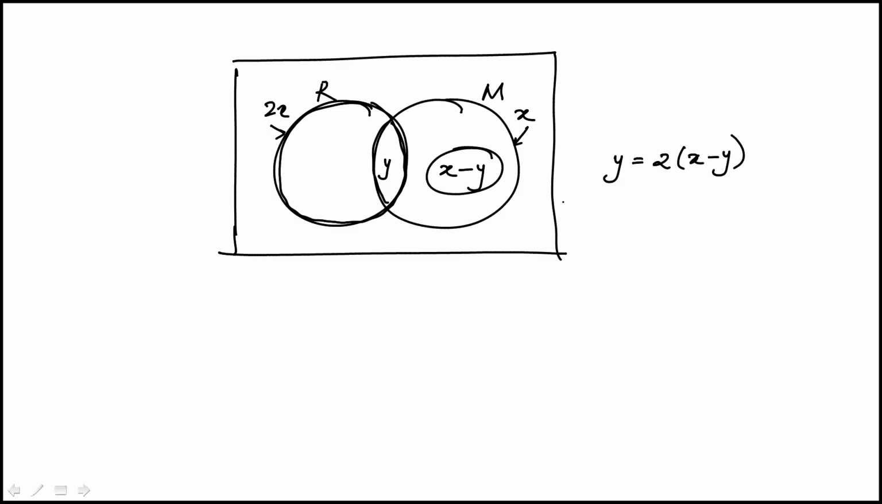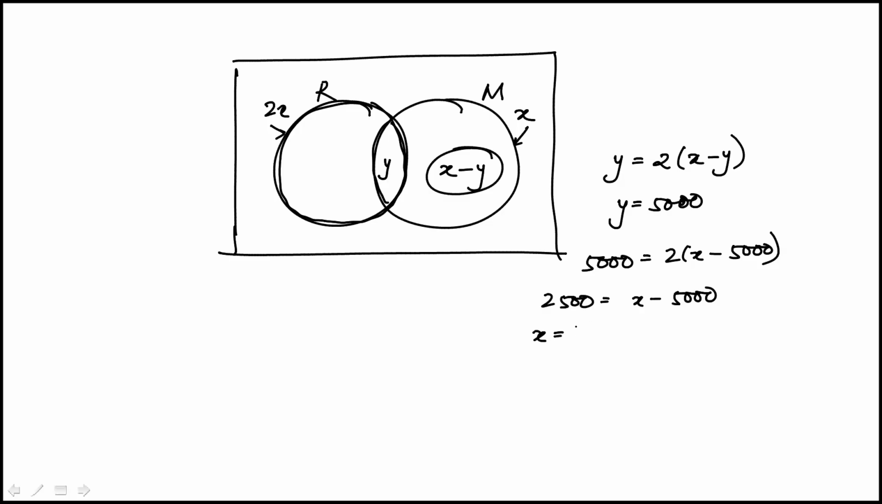And then we're also told that 5,000 have been vaccinated against both. So actually they tell us what Y is. So sometimes it might be easier to start from the bottom, but we can still use this information and figure out what X is. 2 times X minus 5,000, so that would be 2,500. And so we'll be able to figure out what X is, which is 7,500.